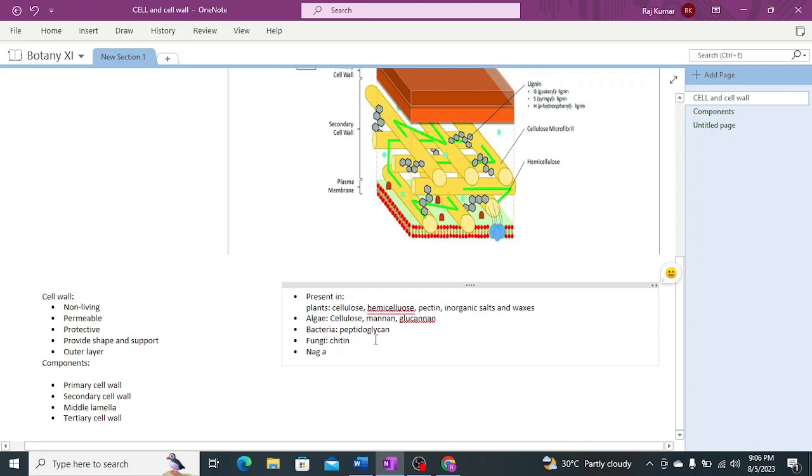What is chitin? Chitin is a polymer of NAG and NAM. What are NAG and NAM? NAG and NAM are two polysaccharides. NAG stands for N-acetyl glucosamine, whereas NAM stands for N-acetyl muramic acid. These two combine together in order to form the chitin. Afterwards, we have cellulose. What is cellulose? Cellulose is an insoluble polymer of sugar, which is insoluble in water.